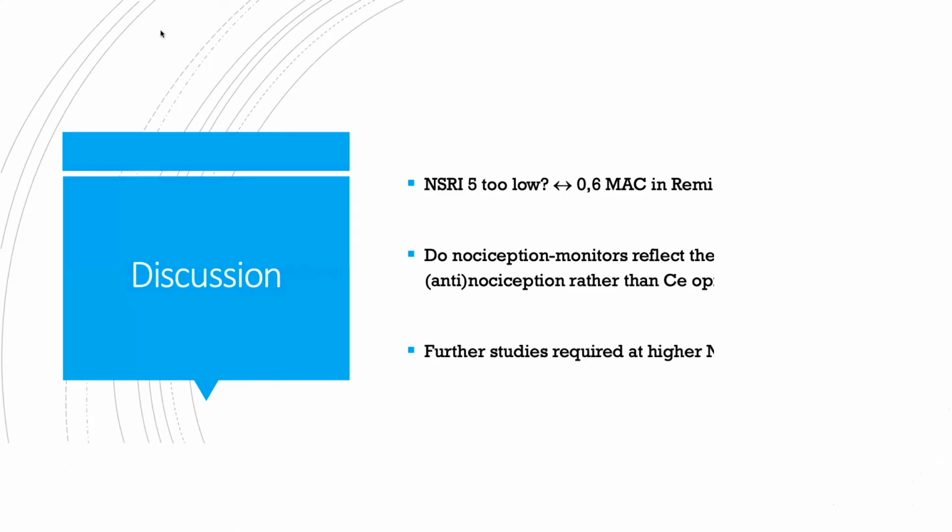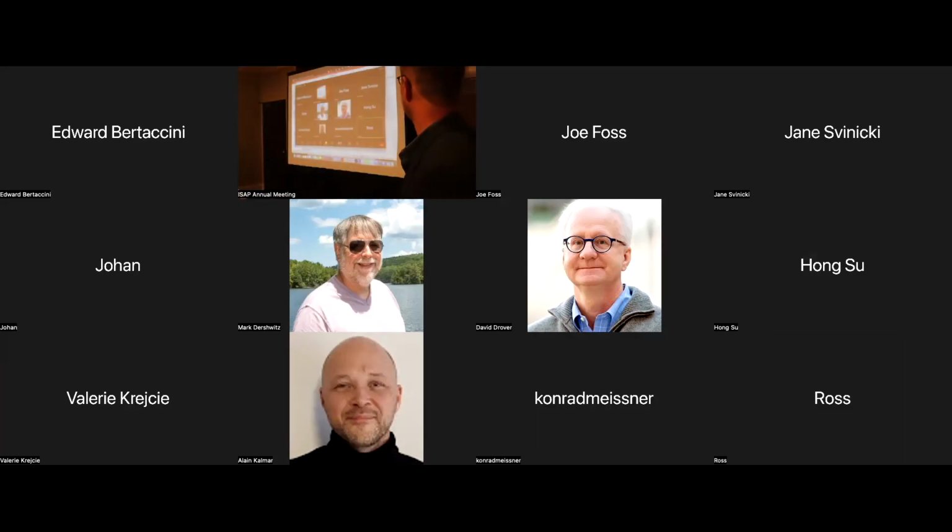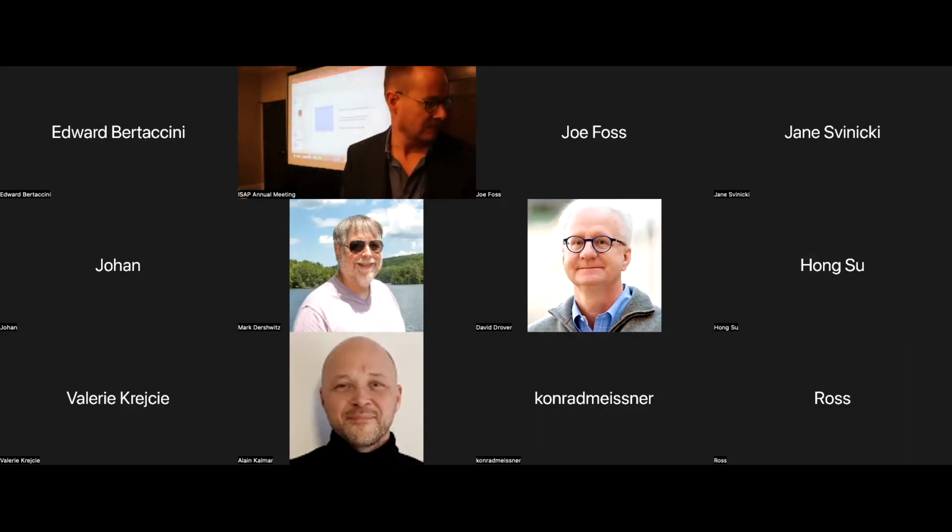So before we go to the question in the room, can you just elaborate on what the meaning of NSRI is? What does it represent? Well, the NSRI is a calculated number. It's based on the whole theory of dose response surface, the dose response surface graph that I showed you here.